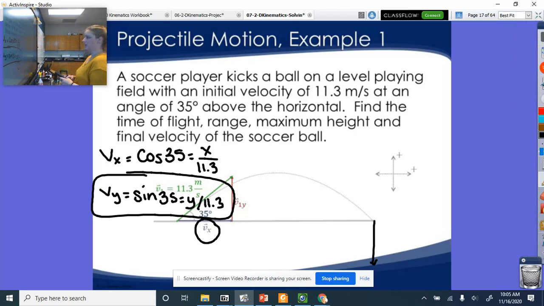So my final velocity is going to be sine of 35 times 11.3. So my final velocity in the y is going to be 6.48, and that's meters per second going down.